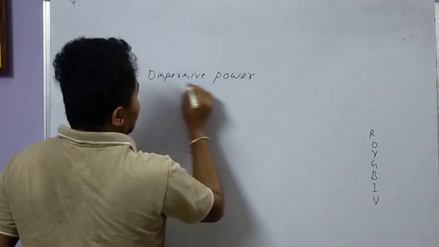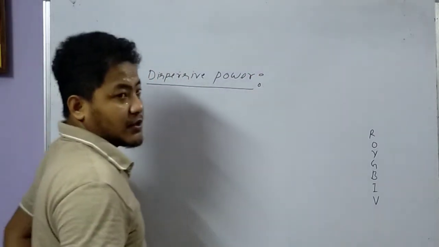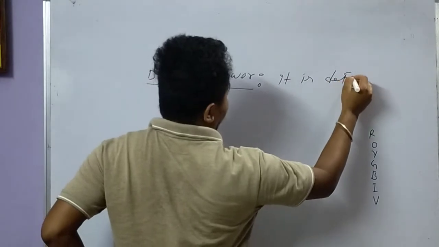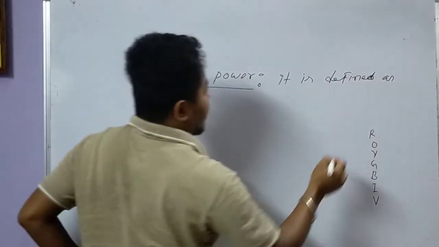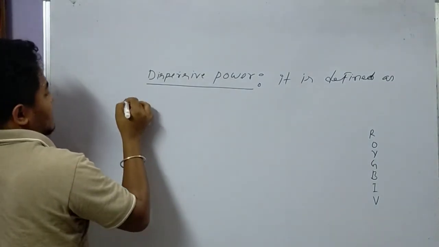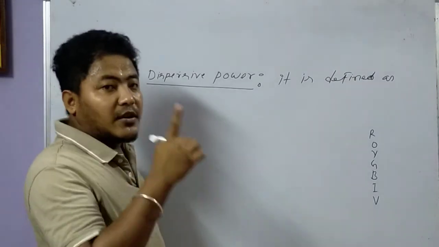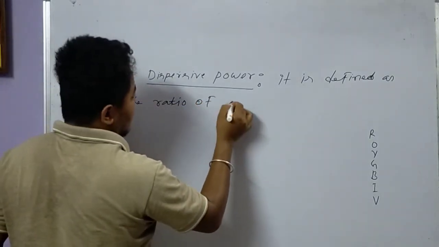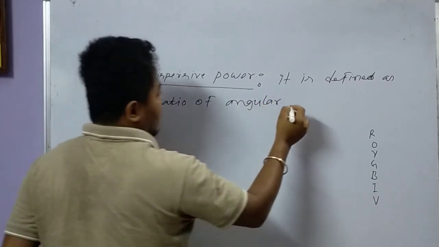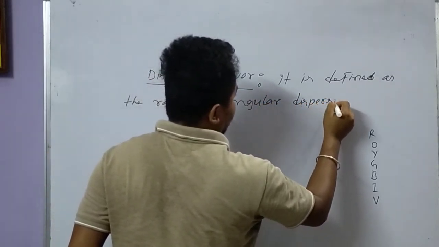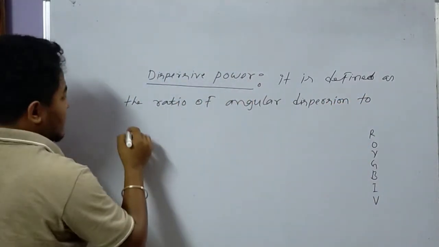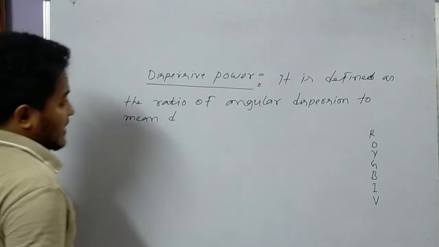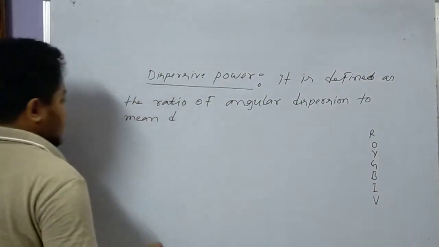Dispersive power. What does dispersive power mean? We have studied already angular dispersion. Okay, so dispersive power means what? It is defined as the ratio of angular dispersion to mean deviation.